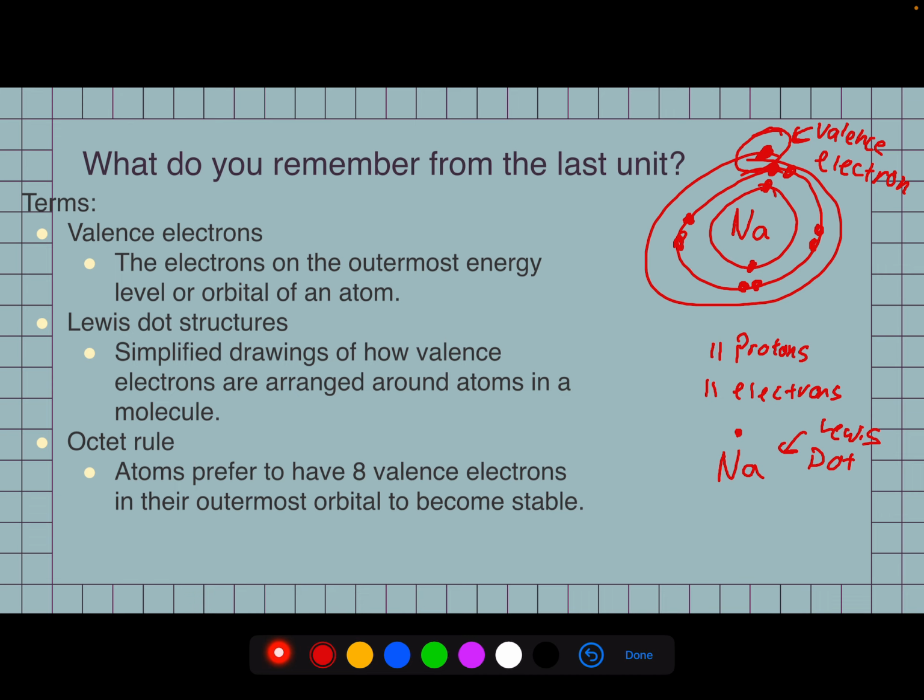So you're going to have a question on your test and quiz and exit tickets and throughout this whole unit that's going to say, what is the octet rule and why is it important? You're going to want to put this very definition here. Atoms prefer to have 8 valence electrons in the outermost orbital. Why is it important? To become stable. Okay, so that's what we have there. Let me get rid of all this.